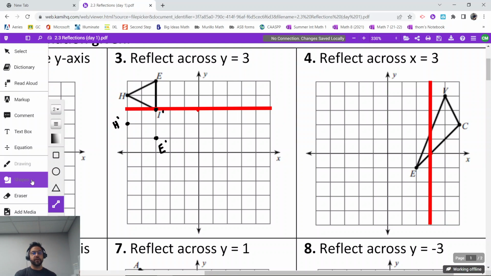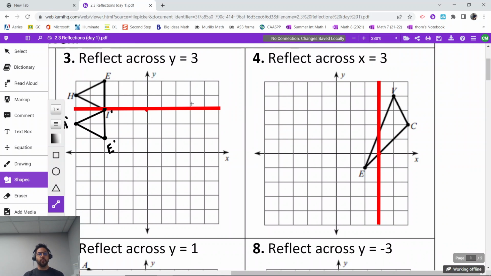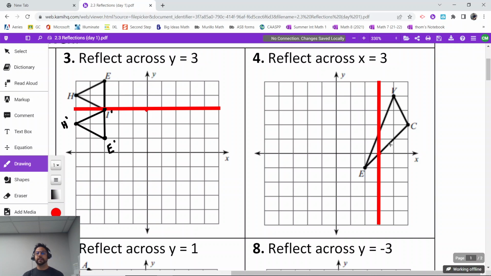All right, when you're ready, go ahead and take your straight edge and go ahead and connect them to make your new triangle. But remember, it is a congruent image, same shape, same size. Excellent. All right, let's try number 4. For number 4, same concept. Let's go ahead and try to reflect.